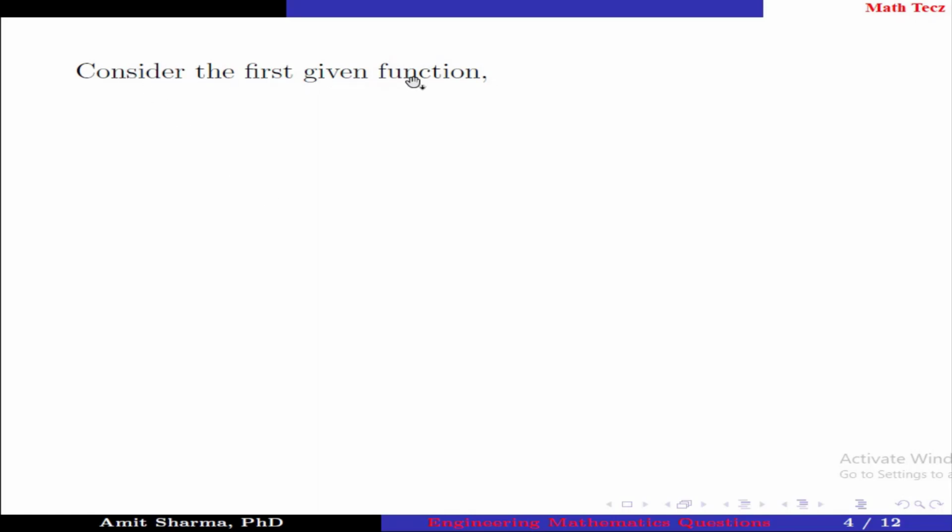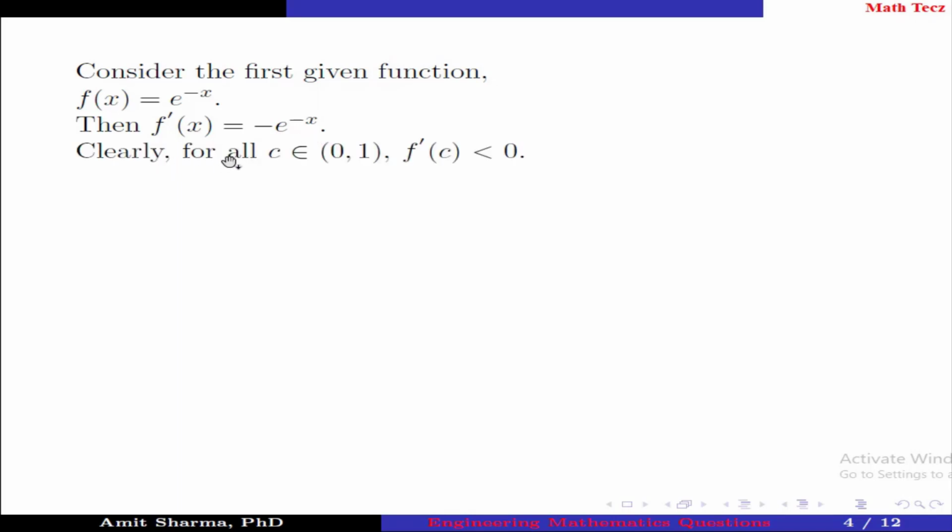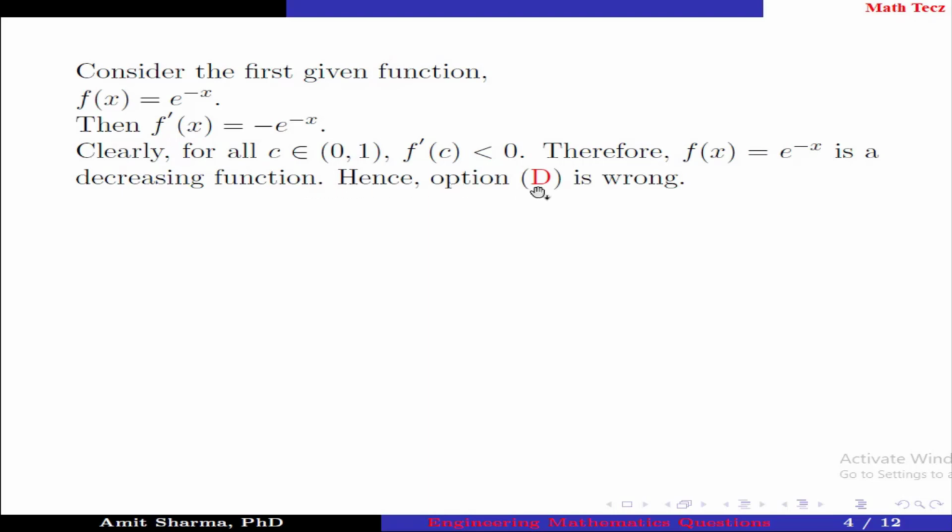Consider the first given function f of x equal to e raised to the power minus x. Then f dash x is minus of e raised to the power minus x. Clearly, for all c belongs to open interval 0, 1, f dash c less than 0. Therefore, f of x equal to e to the power minus x is a decreasing function. Hence, option D is wrong.